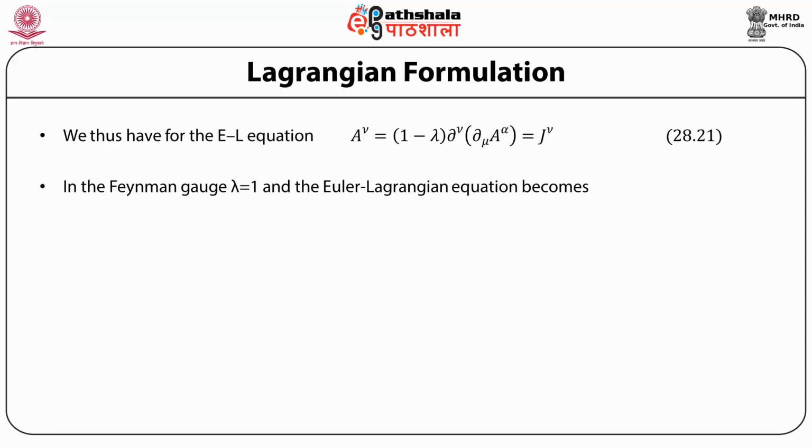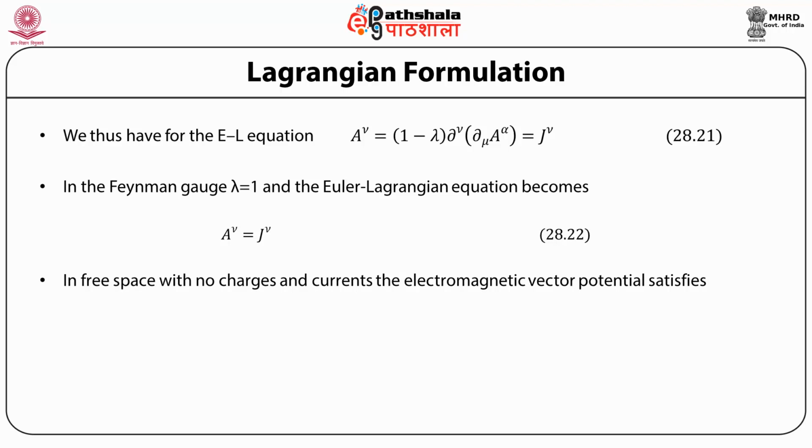In the Feynman gauge, λ is equal to 1 and the Euler-Lagrange equation becomes d'Alembertian of A^ν equals J^ν. In free space with no charges and currents, the electromagnetic vector potential satisfies d'Alembertian of A^μ equals 0, which is the equation of a massless vector field.